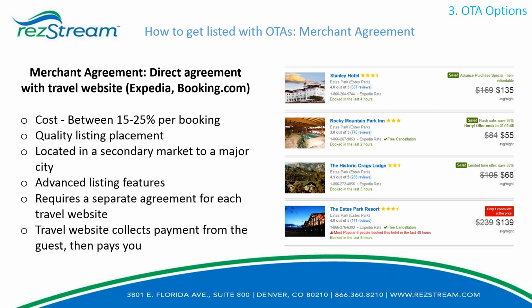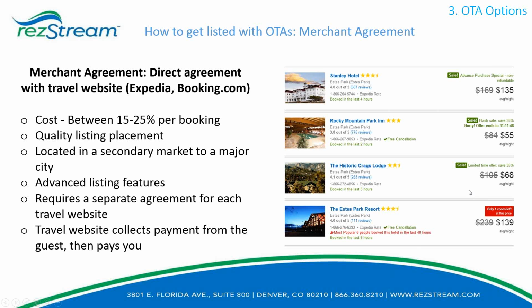Next here is advanced listing features, and I took a screenshot of Expedia. What I mean by advanced listing features is you'll notice these star ratings. You'll notice this 4 out of 5 reviews. You'll notice that they're advertising a sale, and they've got a little cross-out of the rates to kind of promote it. Another thing that you'll notice is most popular, 6 people booked this hotel in the last 48 hours, or 1 room left. This is what they define as advanced listing features, some of these fancy things to catch the eye of the guest that's looking at your potential property in your area, to kind of promote you to make a purchase decision.